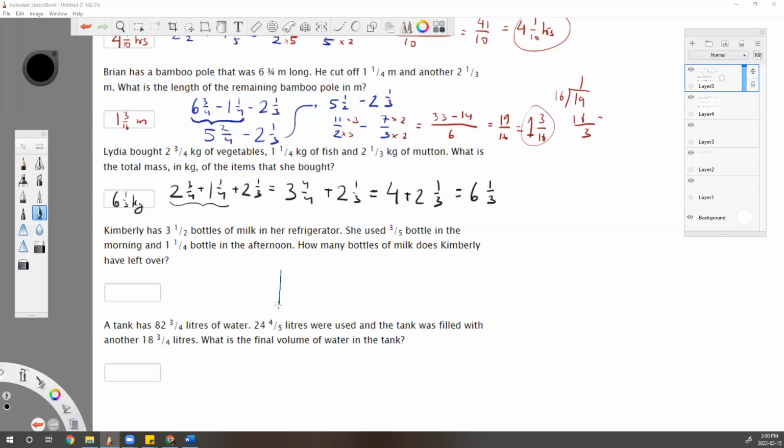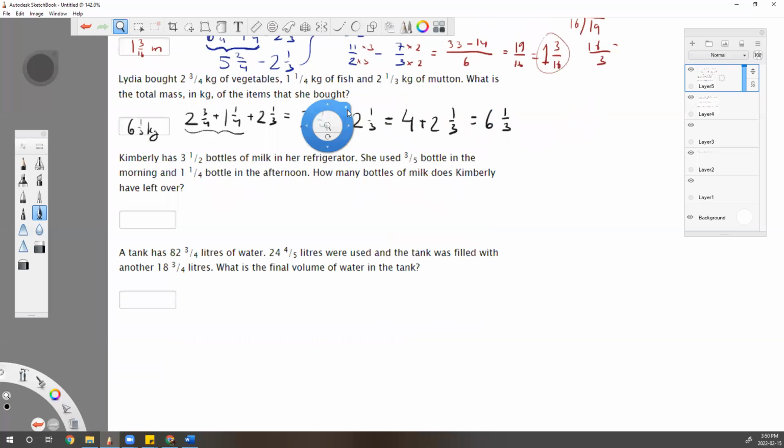Now, the next question. We still have some numbers, by the way, but this is for your working. Kimberly has 3 1 over 2 bottles of milk in her refrigerator. She used some and used again. So 3 1 over 2 subtract, right? 3 over 5 left over. See the keyword. If you see the keyword, it's very simple.